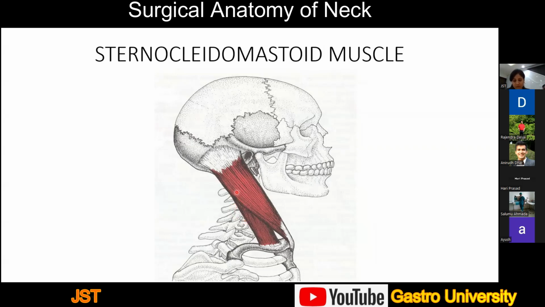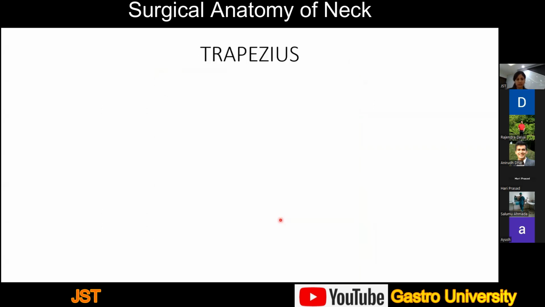Now, since the muscle is robust, it has a robust blood supply, pretty much like the esophagus. It is divided into three segments. The superior is supplied by the occipital artery, the middle by the superior thyroid artery, and the inferior by the suprascapular artery. The nerve, as we all know, is the spinal accessory, with proprioception from C2 to C3.